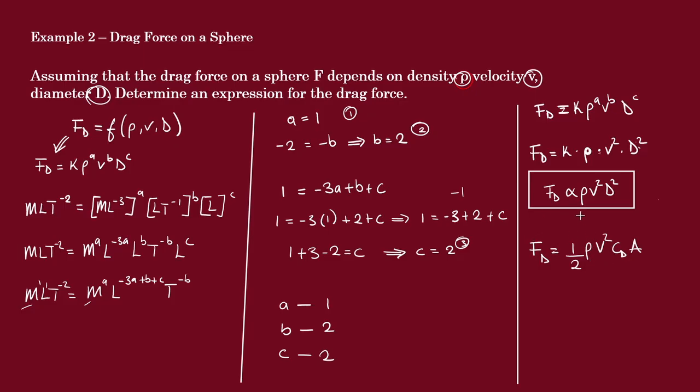So if we compare this to the equation we got, we know that rho is the same since this is a 1. V squared is the same since these are both raised to power 2. So half times CD will go together as a constant. So we're writing this to be half CD times rho V squared A.